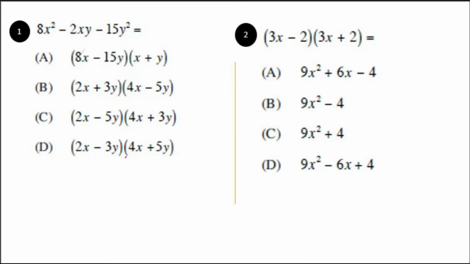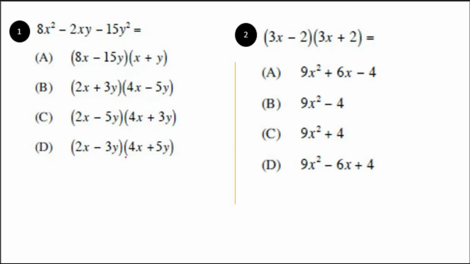Now, we can quickly look at the first terms. The product of the two first terms will give us the first term, 8x squared. If you look at all the possible answers, all the products will give us 8x squared. All of them. So therefore, all of them are possibilities.